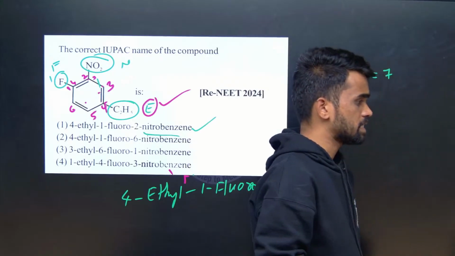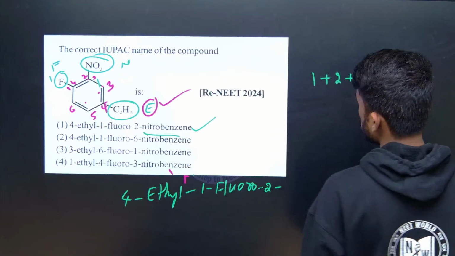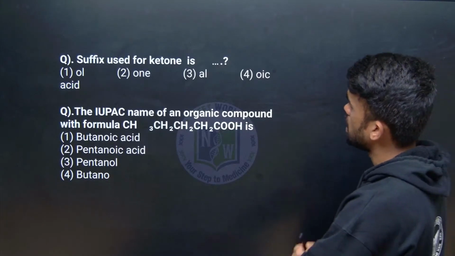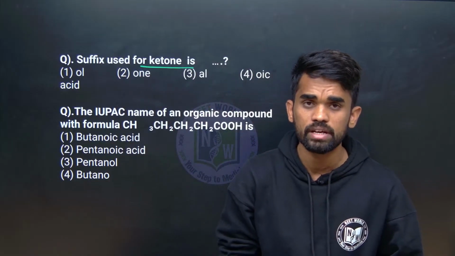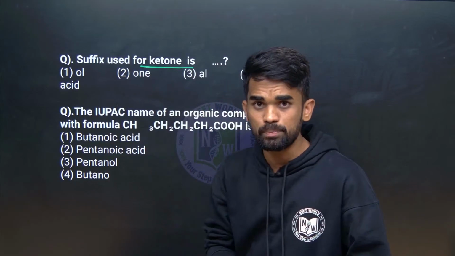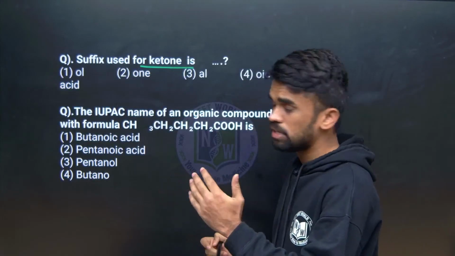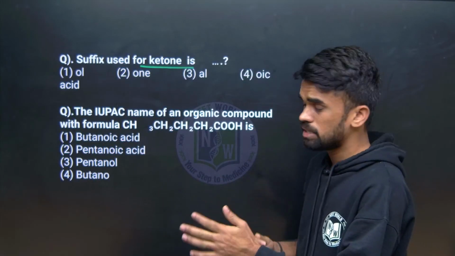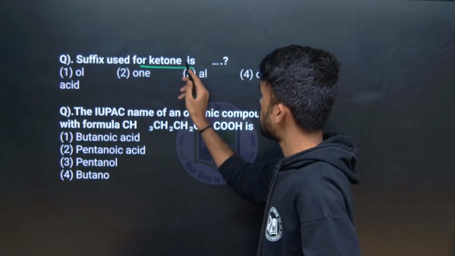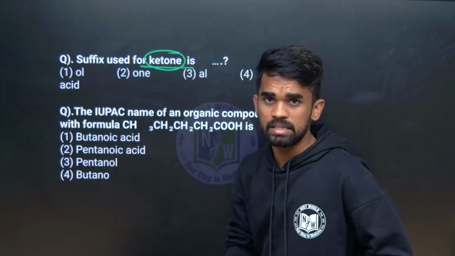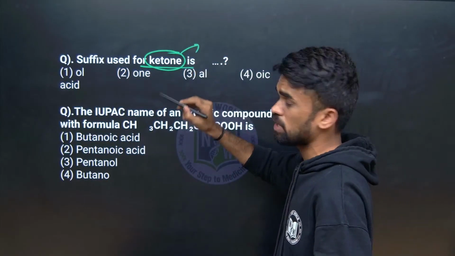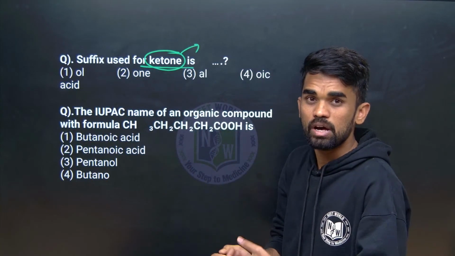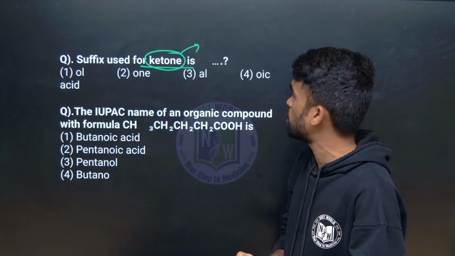Yes. The next question here is: what is the suffix used for ketone? We just saw the priority order, right? We have different functional groups, so we follow the priority order. Now, how can we give the suffix for a ketone as a principal functional group? When ketone is the principal functional group, we have to mention it as a suffix. So what is the suffix for ketone?